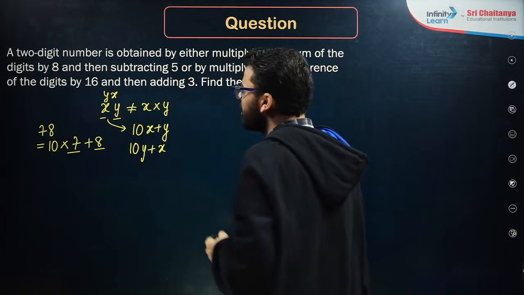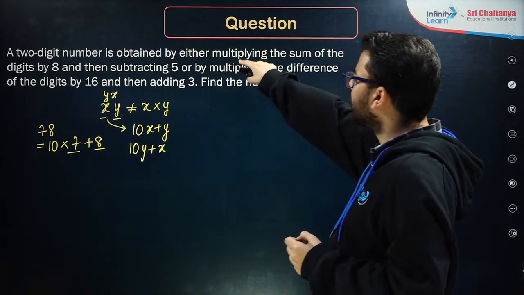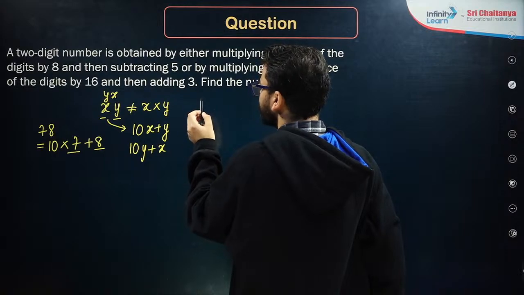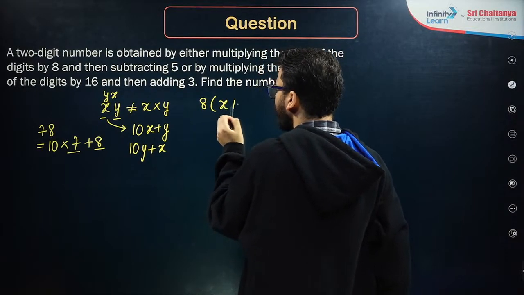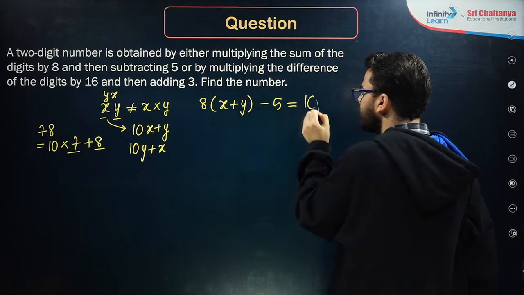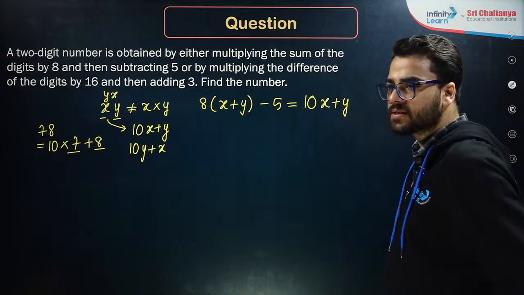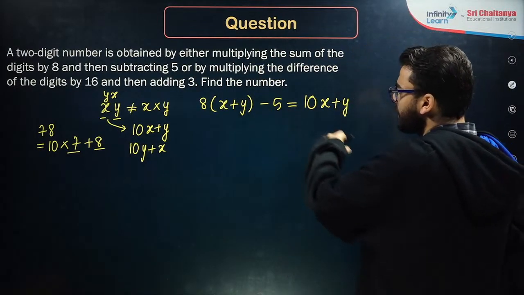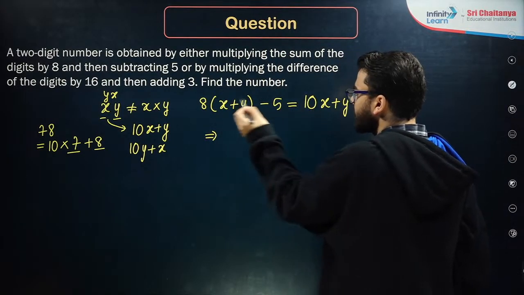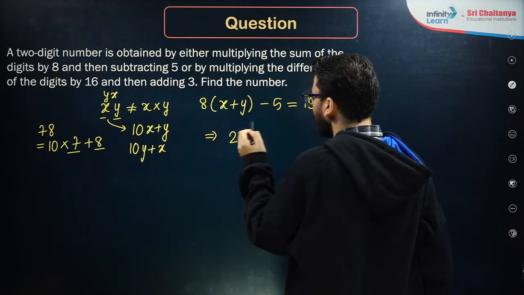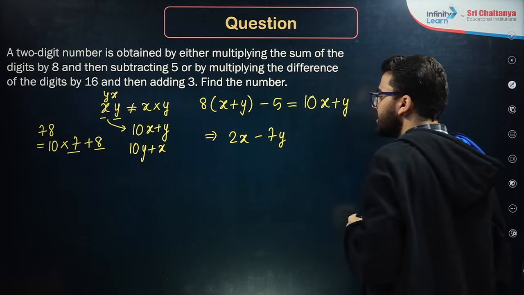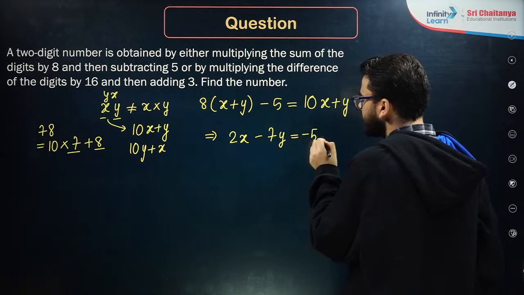Now read the question. A two-digit number is obtained by either multiplying the sum of the digits by 8 and then subtracting 5. So the sum of the digits multiplied by 8 and subtracting 5 gives the two-digit number. Yes or no? This is the first situation over here. Then you can just simplify this. What will I get, guys, if I take these things on the right hand side? I'll get 10x minus 8x is 2x, and then y minus 8y is minus 7y, I guess. Yes, minus 7y, that is equal to minus 5. This is the first equation.